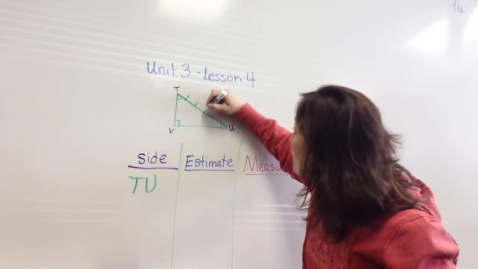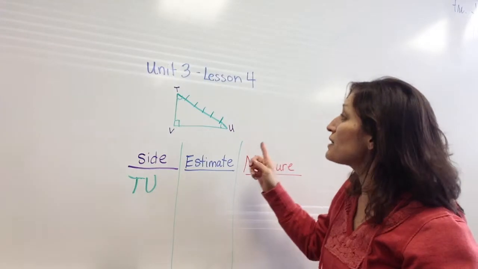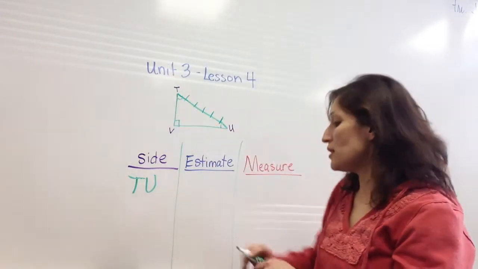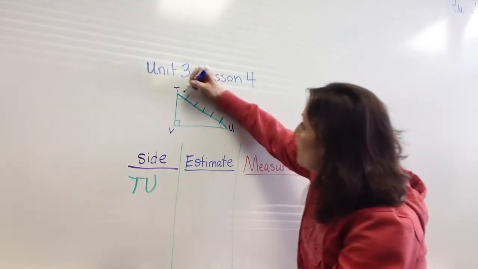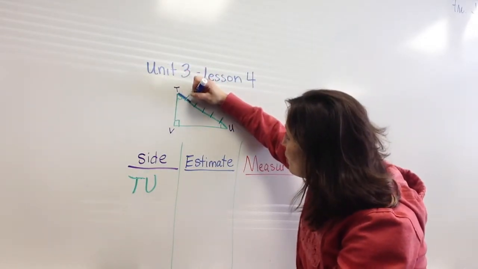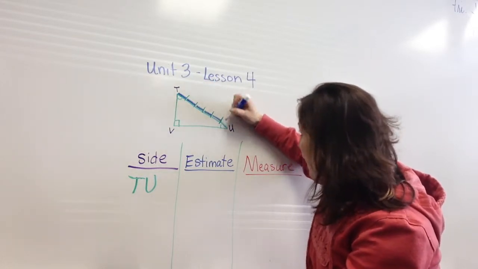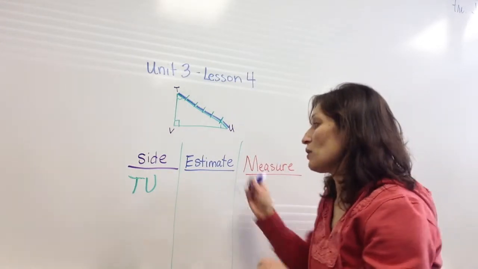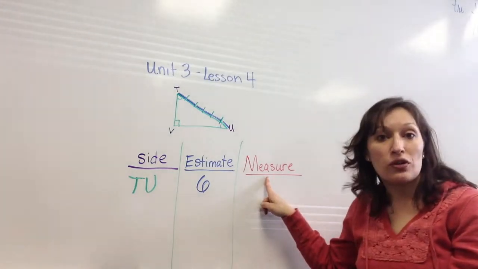This is my estimate, my smart brain guess. My estimate is that this TU side is, and I'm going to count the spaces in between, 1, 2, 3, 4, 5, 6 lengths long, 6 centimeters long. My estimate is 6. Now, measure.